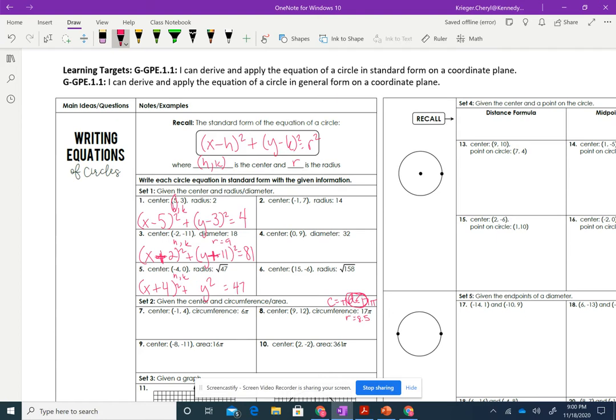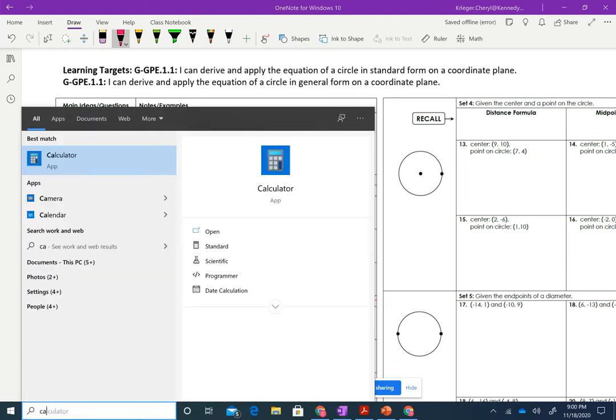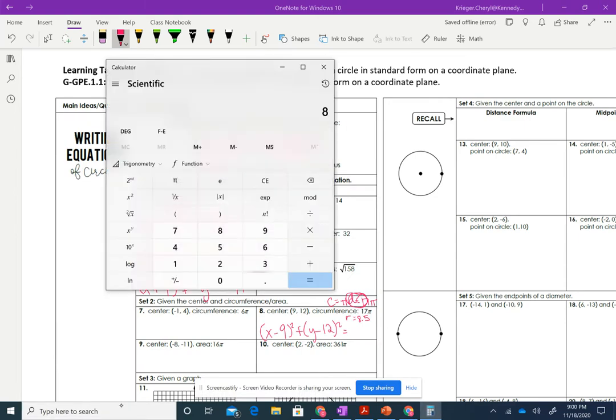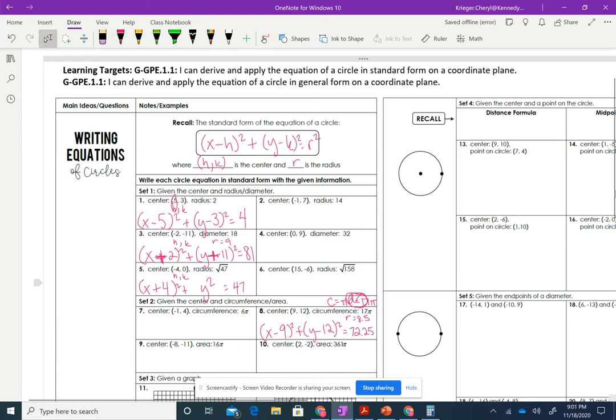Okay, so let's plug it into the formula. (x - 9)² + (y - 12)² = 8.5². So I'll get out my calculator. 8.5 squared is 72.25. Alright, I'll scroll down a little.